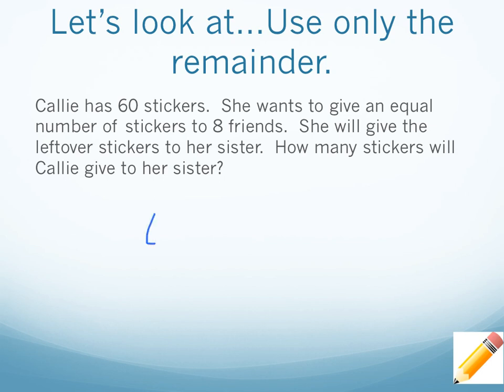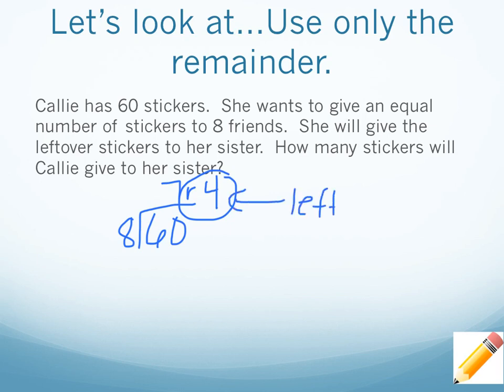Since 60 divided by 8 is still 7 remainder 4, the remainder, or leftover, becomes the part that goes to Callie's sister. So Callie's sister gets 4 stickers.